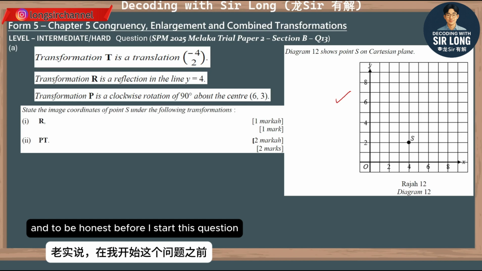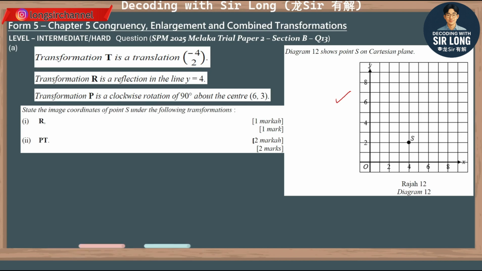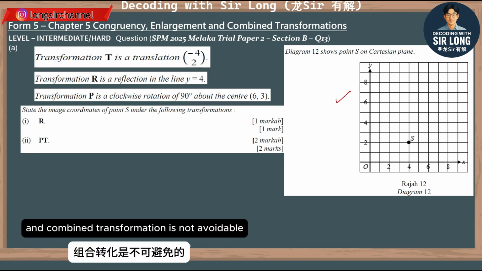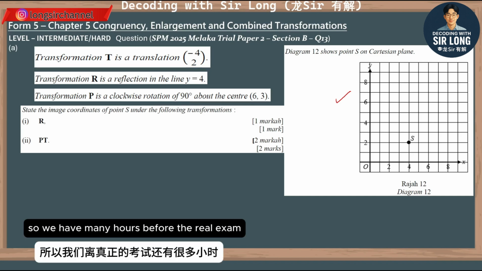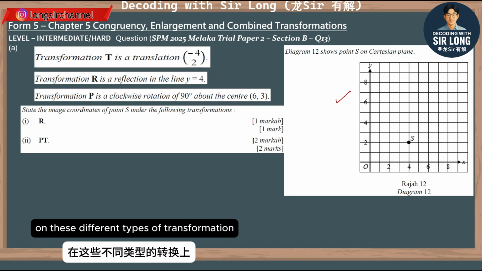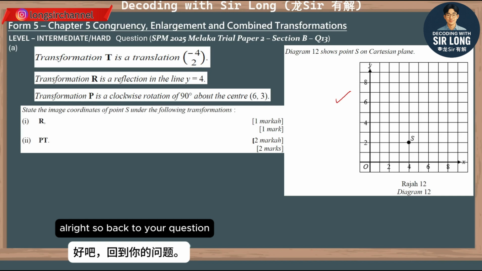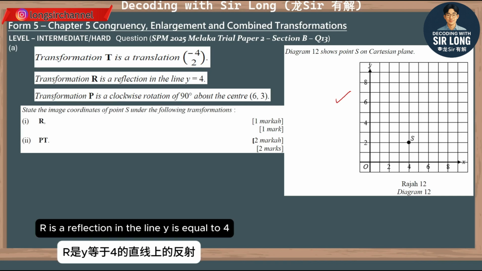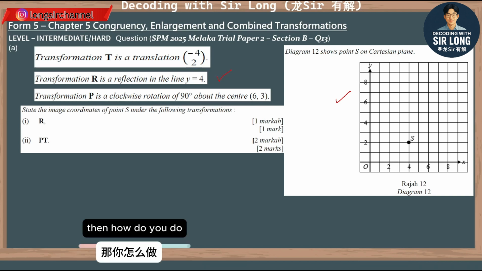And to be honest, before I start this question, I have to tell you all that questions involving congruency, enlargement, and combined transformation are not avoidable. So we have many hours before the real exam. Please try to do a quick revision on these different types of transformation. Alright, so back to the question. R is a reflection in the line y equals 4. Then how do you do it?